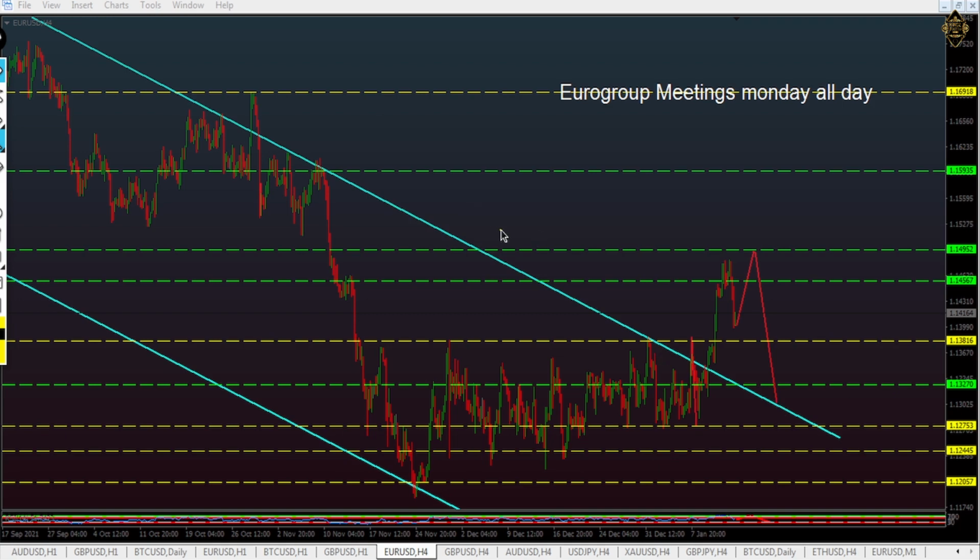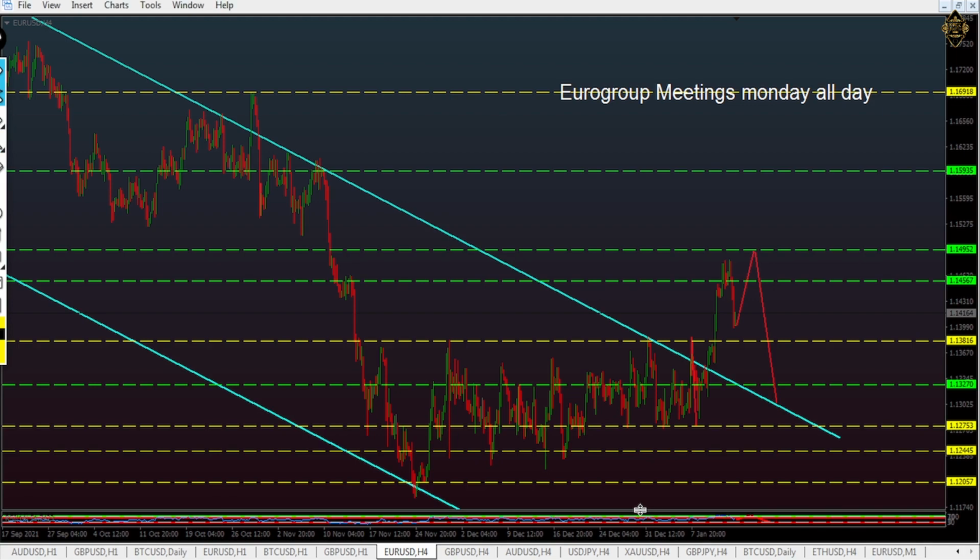The levels we got, my friend: first level here 1.16918, another level here 1.15935, another level here 1.14952, another level here 1.14567, another level here 1.13916, another level here 1.13270. I think everything is too clear, my friend.